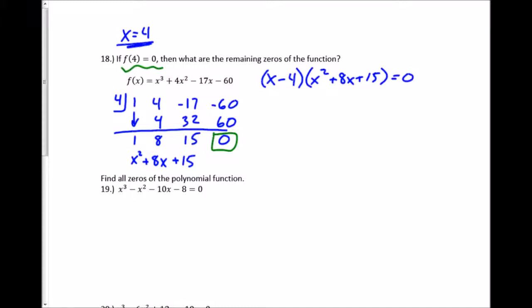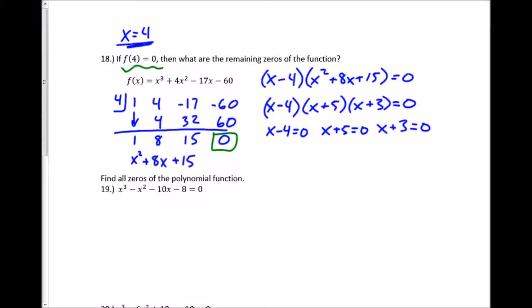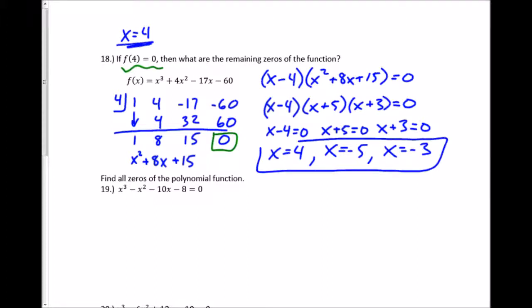But now I want to find the solutions. I want to set this equal to 0. I can finish solving this by factoring. Right here, build a bridge. Two numbers that multiply to 15 but add to 8 are a +5 and a +3. And now I can set each factor equal to 0 and finish solving this thing. And of course, I'll get the 4 because that was the answer that I was given. x equals 4 right here. This one I would get x equals -5 and x equals -3. So I get all three solutions simply by dividing out that first value.